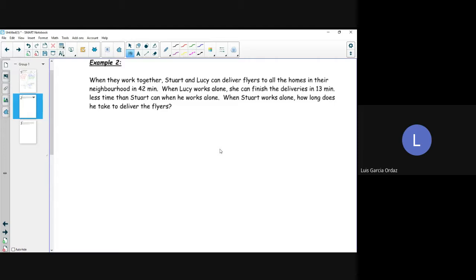Okay, so when they work together, Stuart and Lucy can deliver flyers to all homes in their neighborhood in 42 minutes. When Lucy works alone, she can finish the deliveries in 13 minutes less time than Stuart when he works alone. When Stuart works alone, how long does he take to deliver the flyers? x plus y equals 42. x minus 13. So what's Lucy's expression? x minus 13. Let Lucy equal.